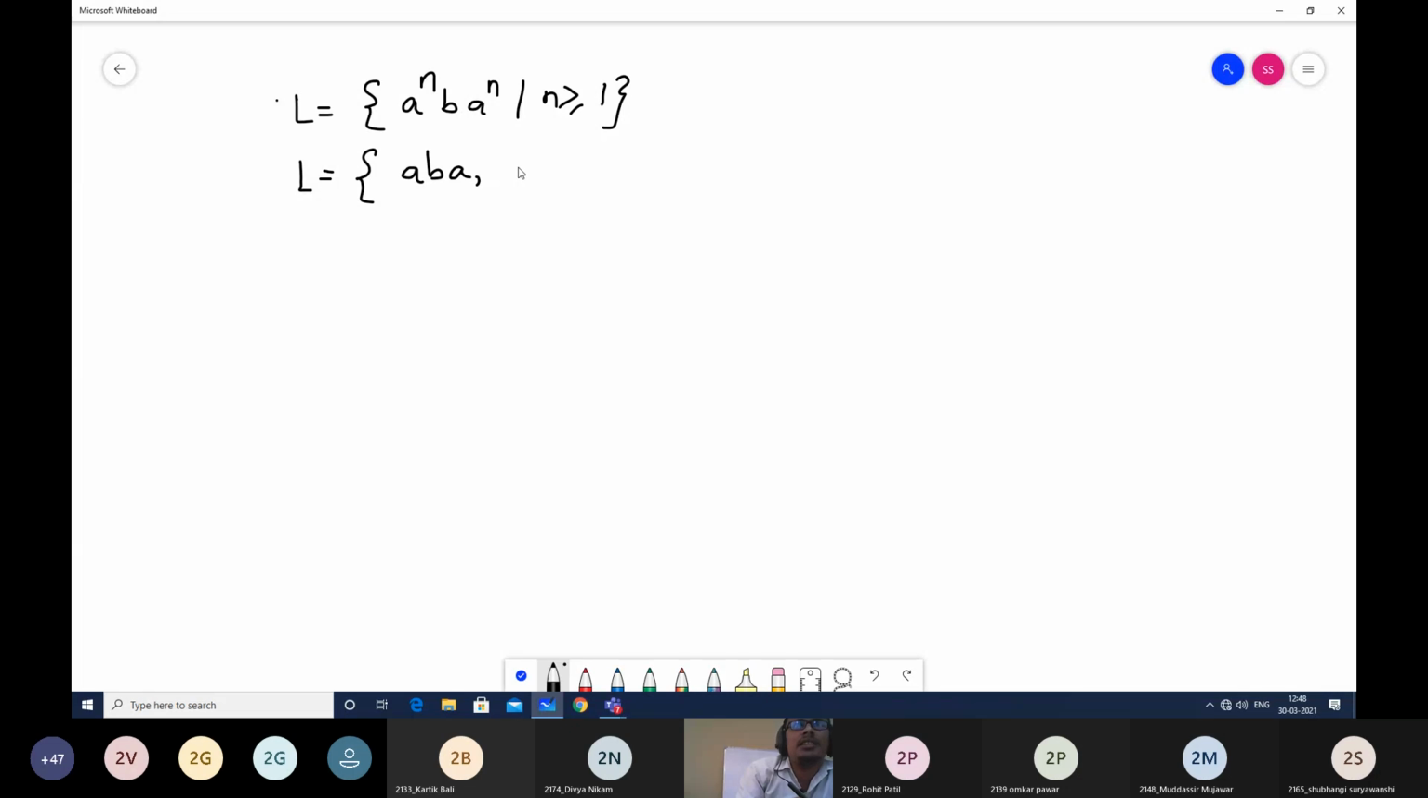What will be the second string in this language? AABAA, very good. When n is 2, the string will be 2 times A, then B, then 2 times A. Then next will be 3 times A, B, 3 times A, and so on. Again here, for every A I have a corresponding A. This is my recursion. And it stops with B at the end.